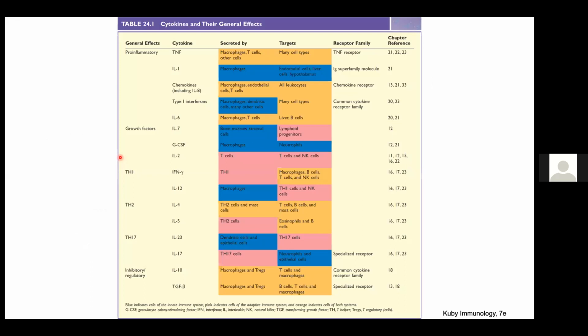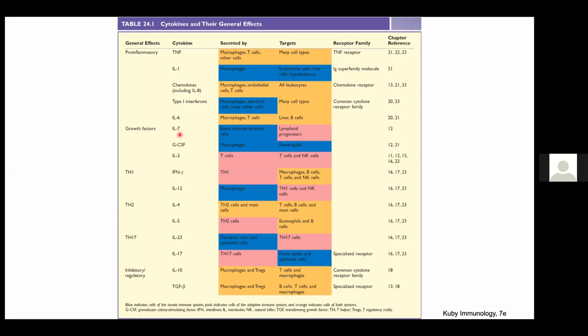I think this table was just showing cytokines and their general effects. I think you can look at this table later. I just want to highlight, remember I mentioned in the functional classification, we talked about growth factors, okay? One class of cytokines being growth factors.